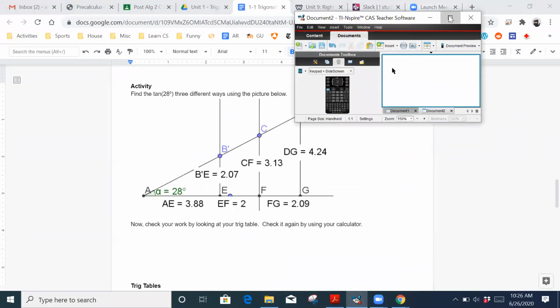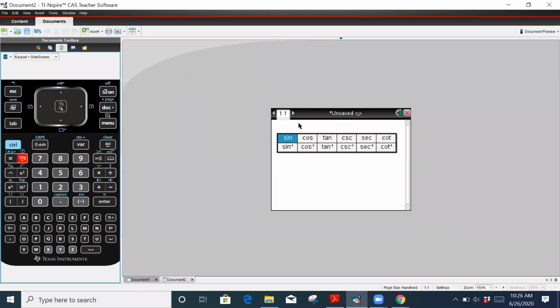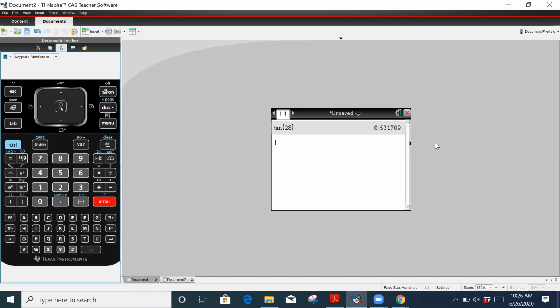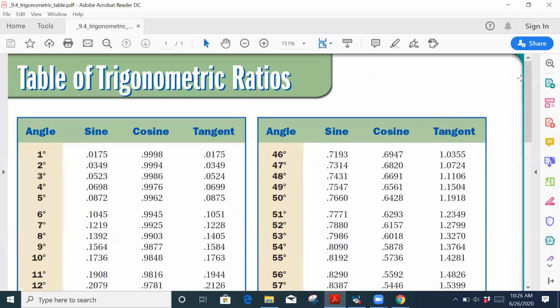And I type in the tangent of 28. Do Control Enter to get it as a decimal. All right, you see it's about 0.53. All right, now there's a reason for that. And let's look at one other thing. There's these things called the Trig Table.